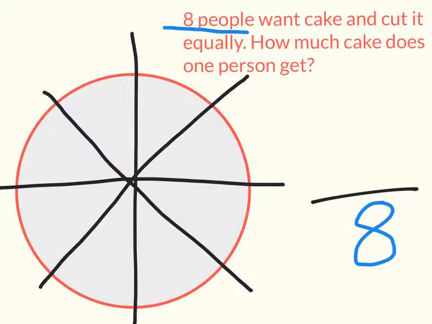Now we want to figure out how much one person gets. To write one piece as a fraction, we're only finding how much one person gets, and in our cake, that is 1/8. So our answer here is 1/8.